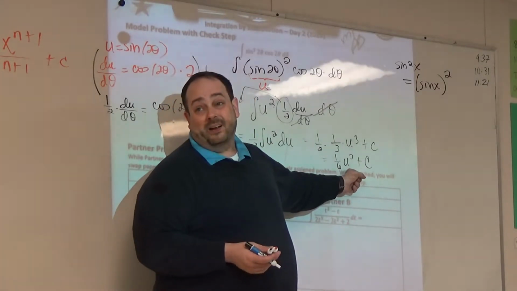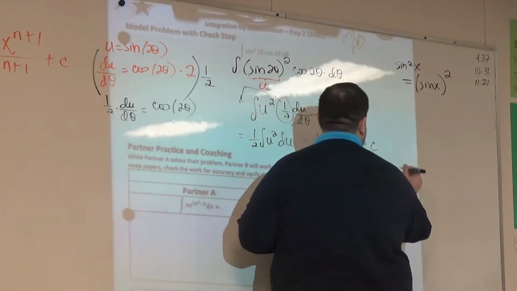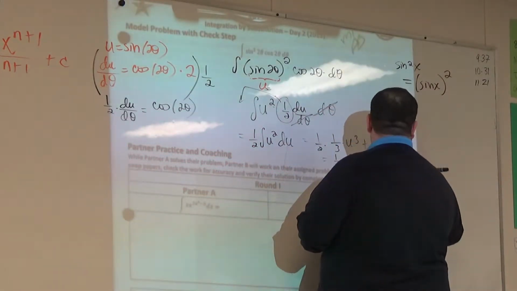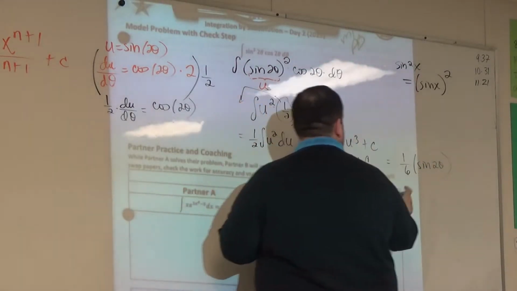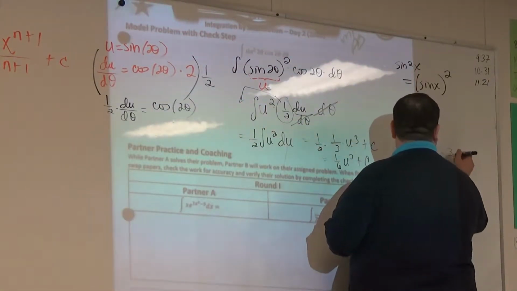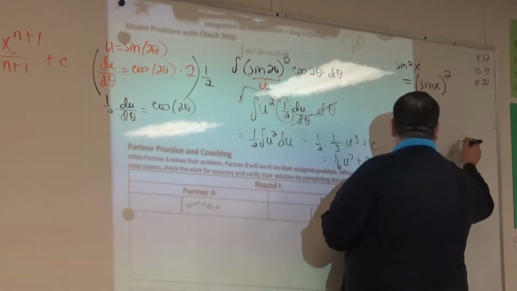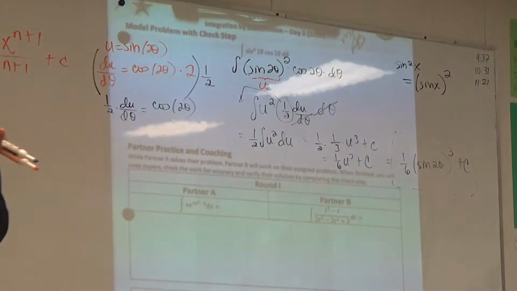Yeah, you can't stop here. You cannot stop and leave the, Jonathan, what do we need to do? Okay, you're gonna plug in u. I hope there's space. Okay, 1/6 u cubed, 1/6 sine 2 theta cubed plus C. And I think that's the right answer. I could be wrong. It happens.